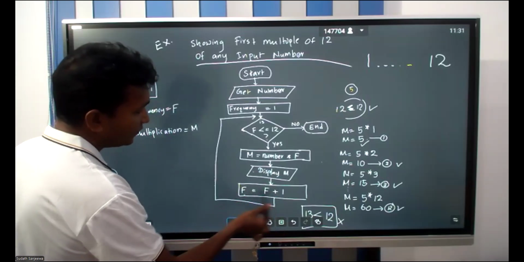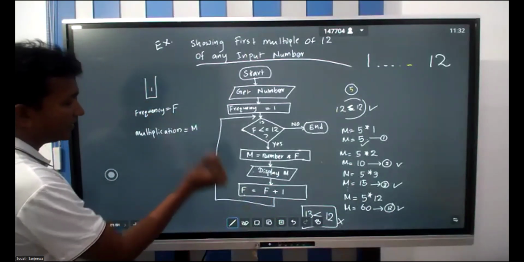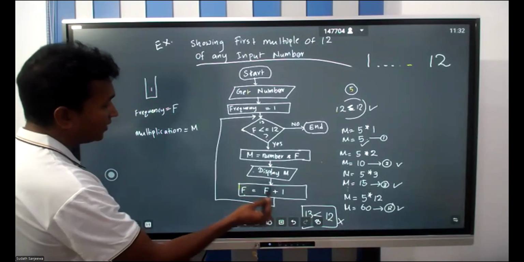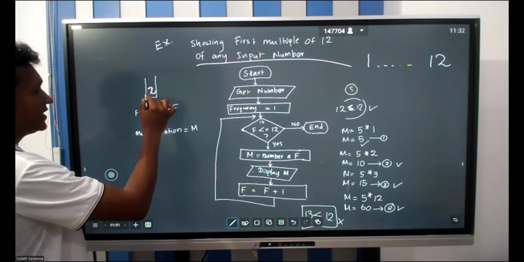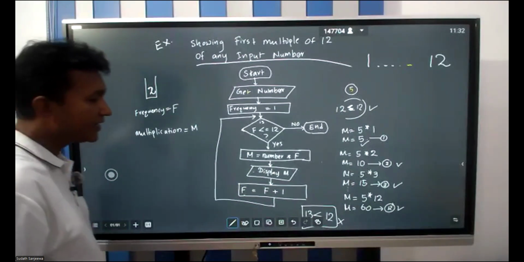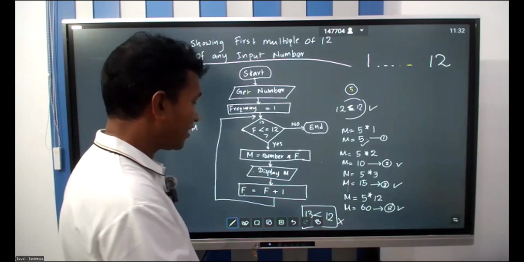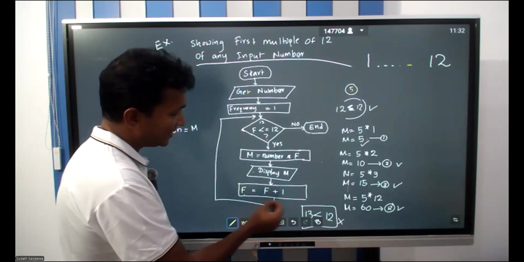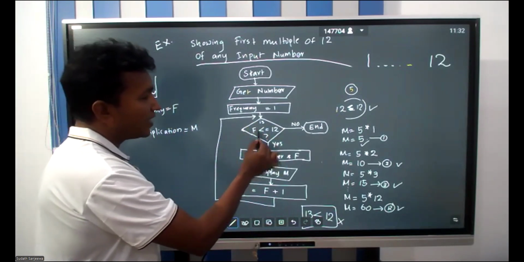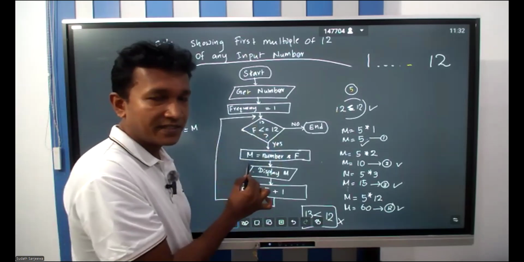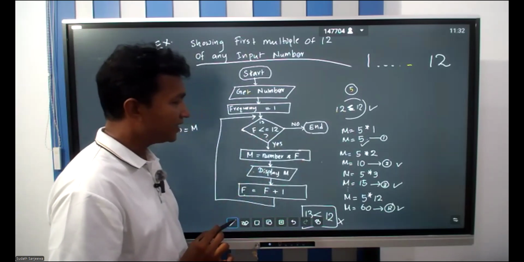If we write it this way, f is equal to f plus 1, when f is equal to 1 initially, then we add 1, and this will become 2. Likewise, this frequency variable will increase in this place. Otherwise, we cannot go to the next value. Therefore, we use this statement. This is a process. After that, we check this condition. This becomes false when f becomes 13, then we end the program.